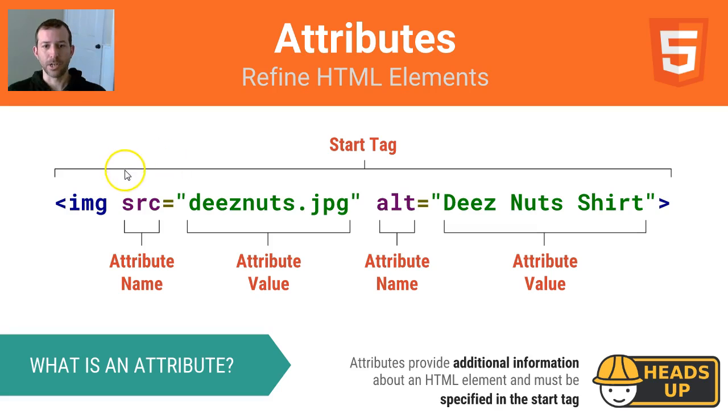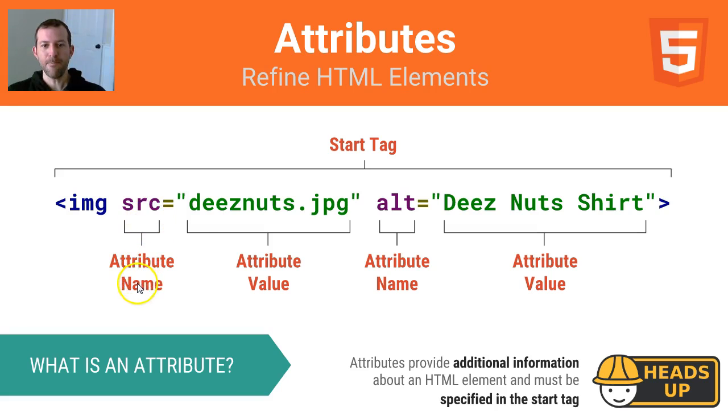So attributes refine HTML elements. Let's take a closer look. For an image, the page needs to know what image it should go fetch and put on the screen. In order to do that, you need to provide additional information. So attributes are used to provide that additional information. Here I have an image element. All I have is a start tag because it is a void element. It doesn't require a closing tag.